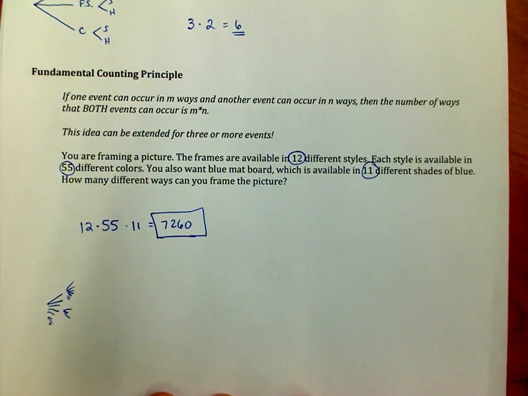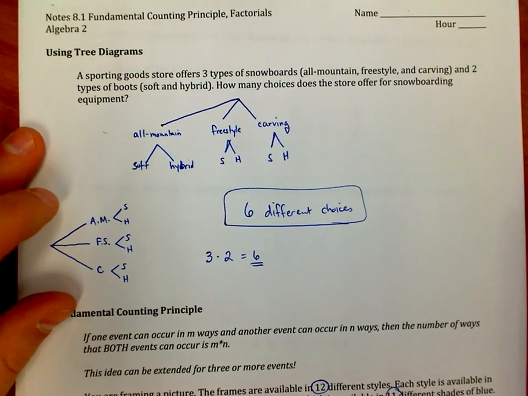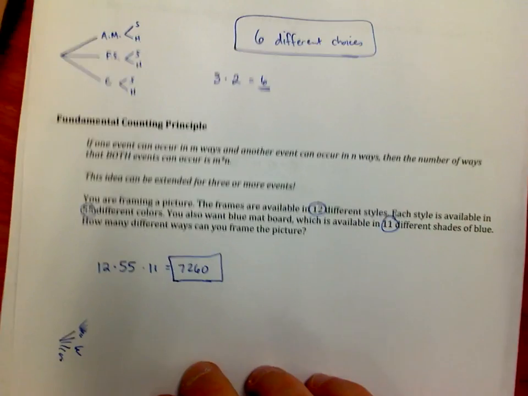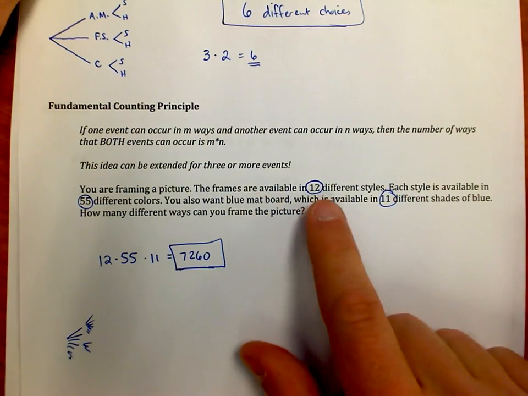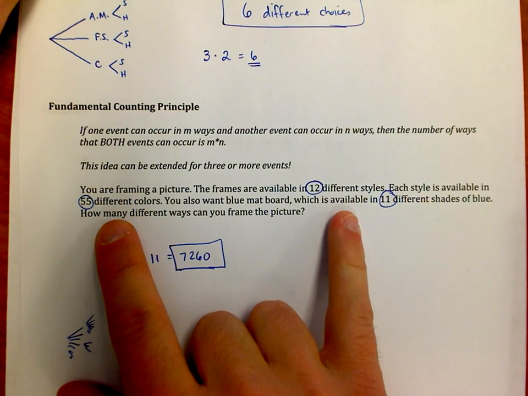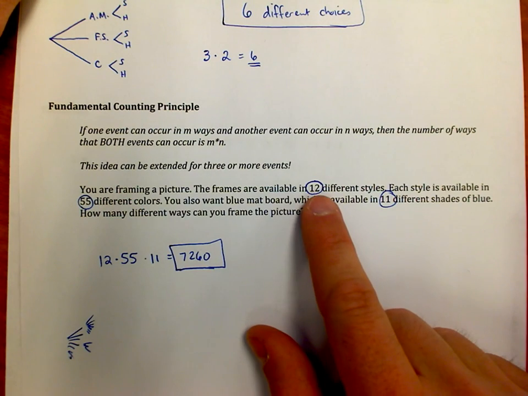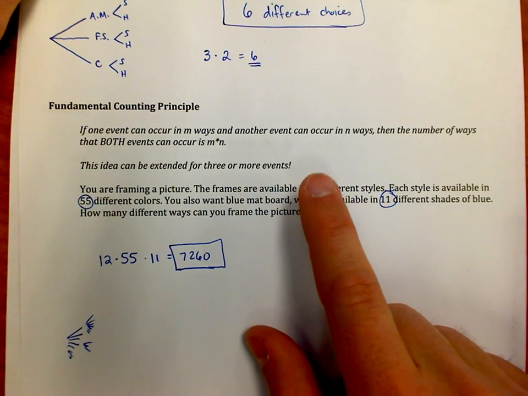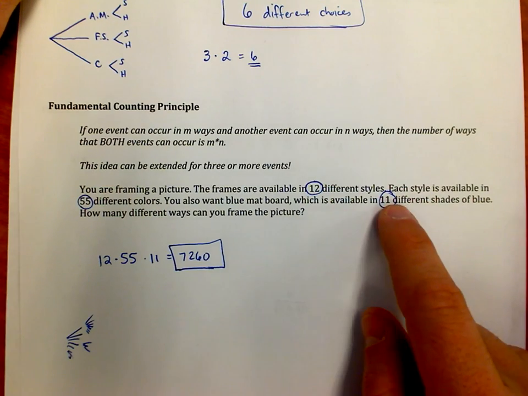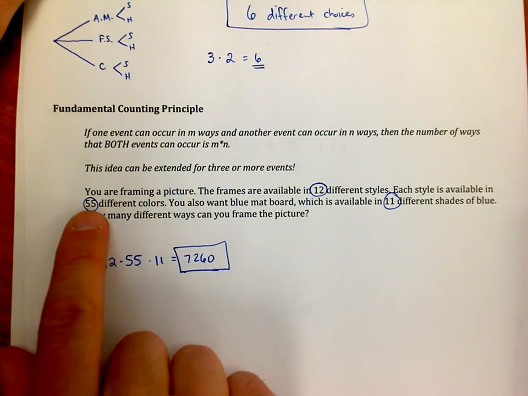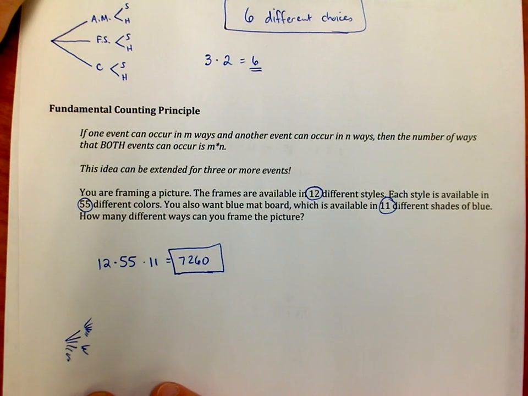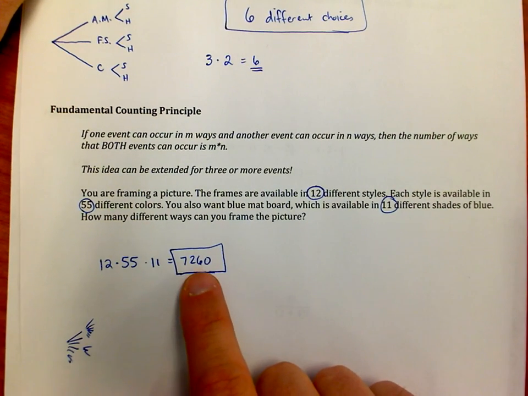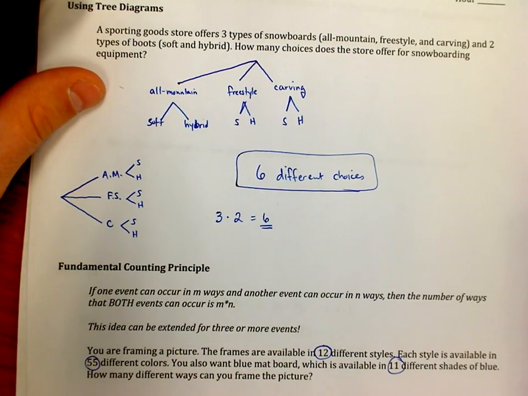Hopefully that makes sense. What we just did there is that using tree diagrams is great, but the fundamental counting principle says this. If I know that I have 2 or 3, in this case, events that are going to occur, all I have to do is take the number of different choices I have for this one, times the number of different choices for this one, times the number of different choices for this one, and I can extend that out for as many ideas as I have going on at the same time. If I multiply those values together, it's going to give me the total number of choices. It's a shortcut to finding the total number of branches that we have.